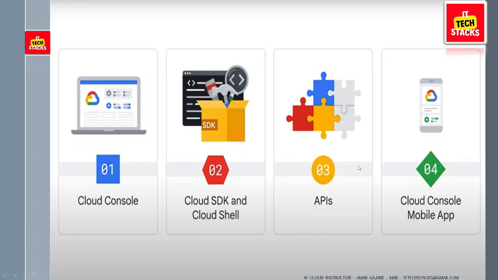And the third one is through Cloud APIs. Cloud APIs means if you want to access cloud services, you can use the APIs to connect cloud services with software services. Fourth, how can we access Google Cloud services through mobile? You can log into the mobile app, which is used to access Google Cloud services.